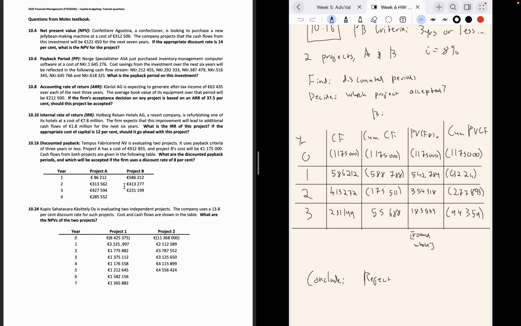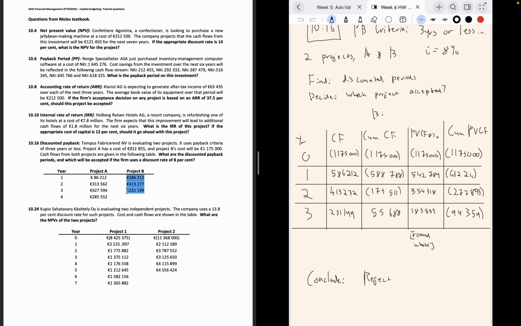It stays the same. For year 1, they tell us that we have a cash flow. You can just look over here at the table. Here's your cash flows for year 1, for year 2, and for year 3 for project B. Okay, so year 1, the cash flow is 586,212. Year 2, 413,272. Year 3, 231,199.